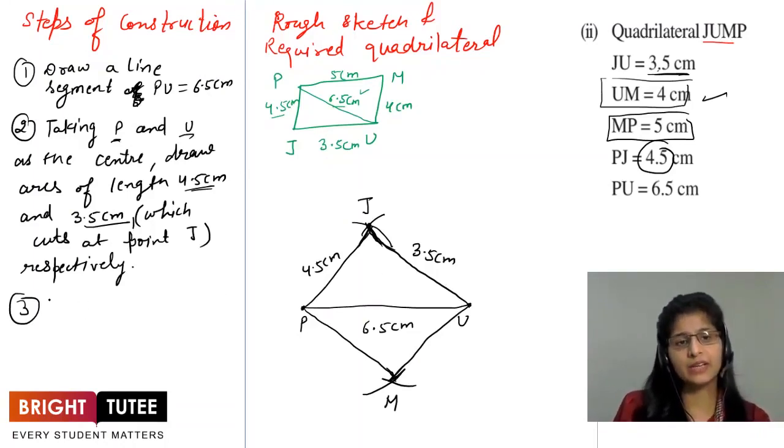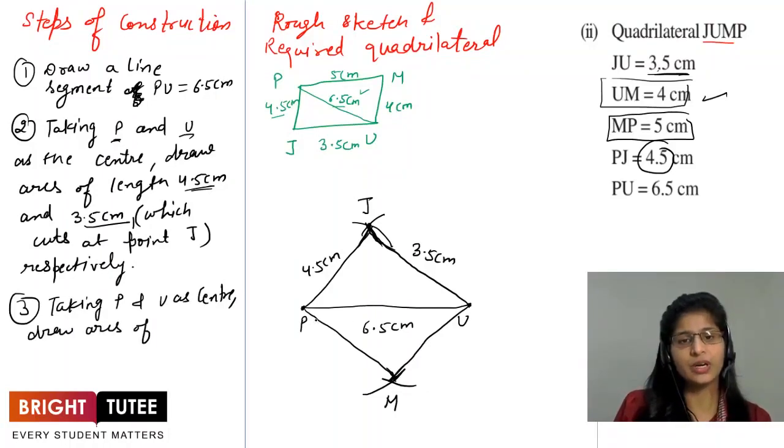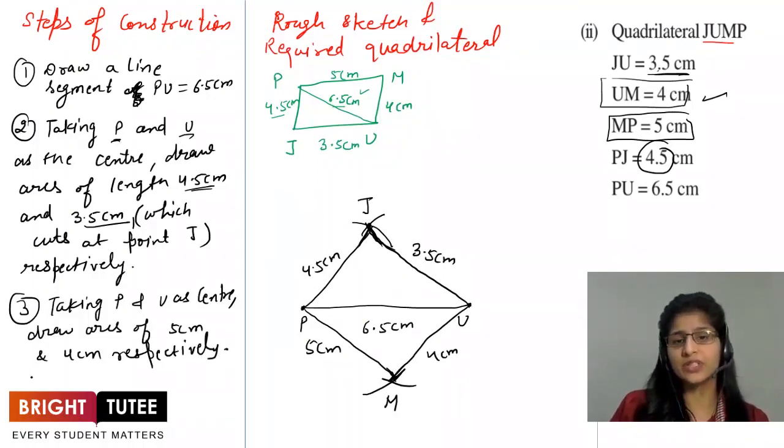So what is the next step? Now you will write, taking P and U as center, draw arcs. PM is how much? Just see, 5 centimeter, and UM is 4 centimeter. Draw arcs of 5 centimeter and 4 centimeter respectively. So they are cutting at which point? M. Cuts at point M. Now after getting the point M, we will join PM and UM.